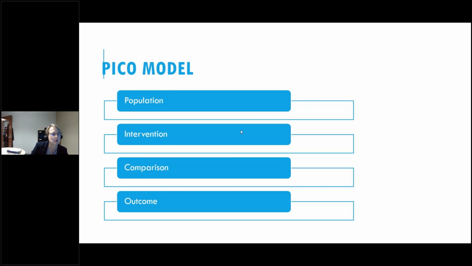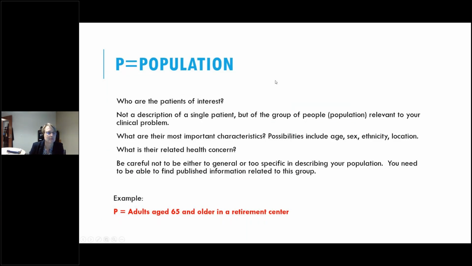PICO model stands for Population, Intervention, Comparison, and Outcome. Let's take a little deeper dive into each of these elements. So P is the population. This is the patients of interest. It is not one single patient, but a group of patients. And you need to think about what are their most important characteristics related to this specific problem, such as what is their major health concern, or what's their age, or what's their sex. What is most important to make them as a group related to this problem? In my example, my population is adults age 65 and older in a retirement center.